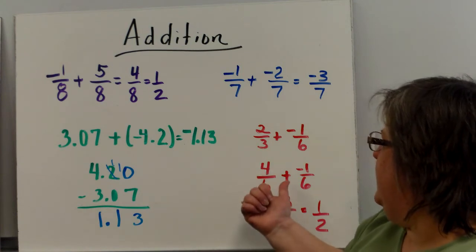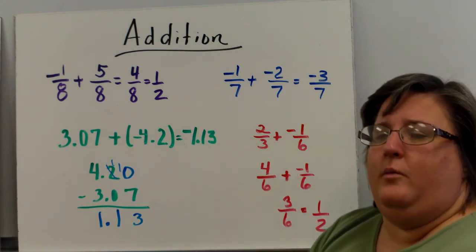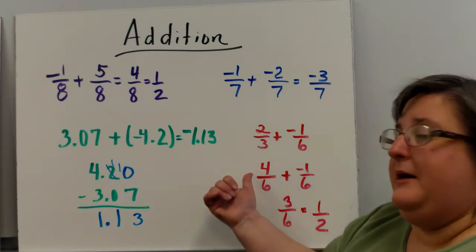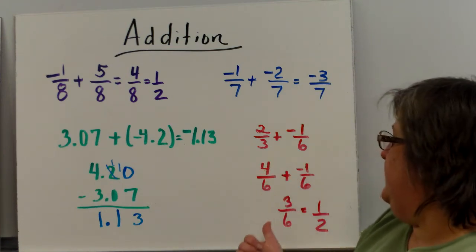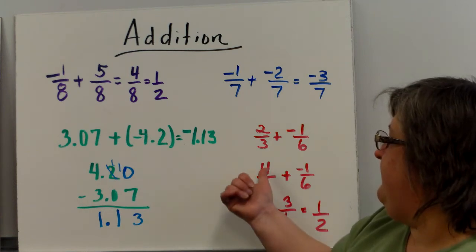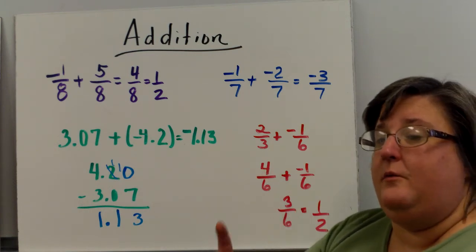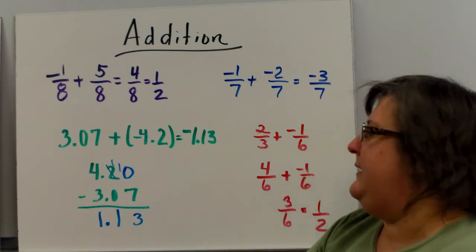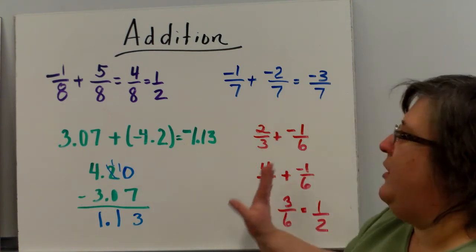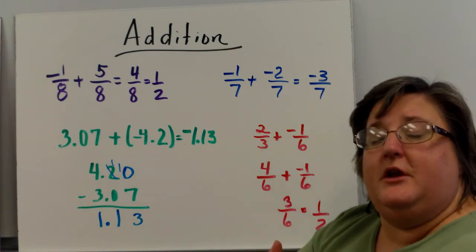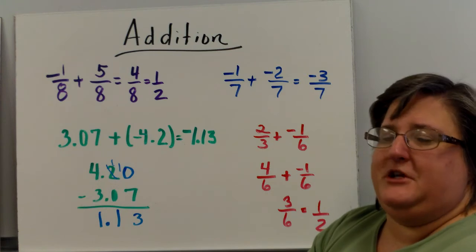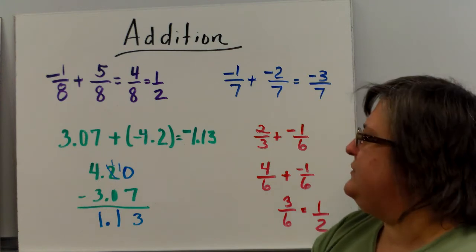You have 4/6 plus a -1/6. Again, there are more on the positive side than on the negative side, so our answer is going to be positive. And the difference between a 4 and a 1 is 3. Remember, reduce. Got to keep that in your head. This is probably the hardest situation, when you have to get that common denominator, because you have to do all that first before you can actually kick into the positive and negative rules.